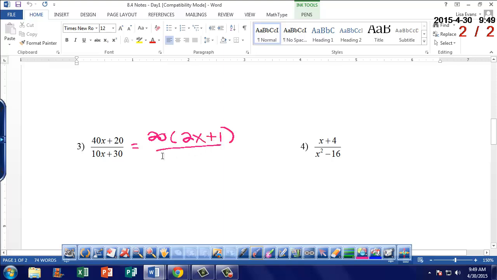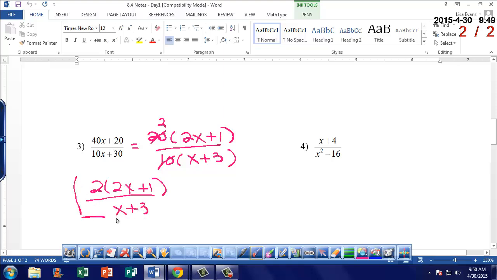In the denominator, I can factor out a 10. I'm left with x plus 3. Now, I can't do anything with the parentheses, those stay. I can take a 10 out of the 10 and the 20. So in the numerator, I'm left with 2 times 2x plus 1, and in the denominator, I'm left with x plus 3. Now, we do not need to multiply this back out. Just leave it, and this is your answer.